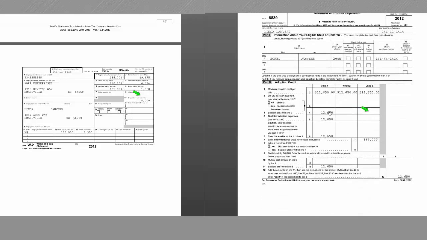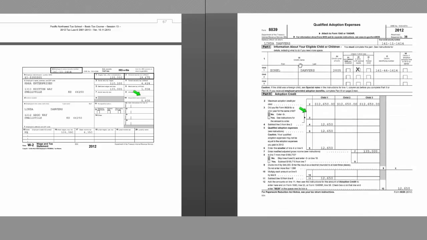And then on to Form 8839. On Form 8839, we're going to enter the year of birth of the child, and we're going to show in Box D that this is a special needs adoption. We show the amount of child care, the maximum amount of adoption credit possible, and the fact that she is qualifying for that full credit, and that carries over to her Form 1040.